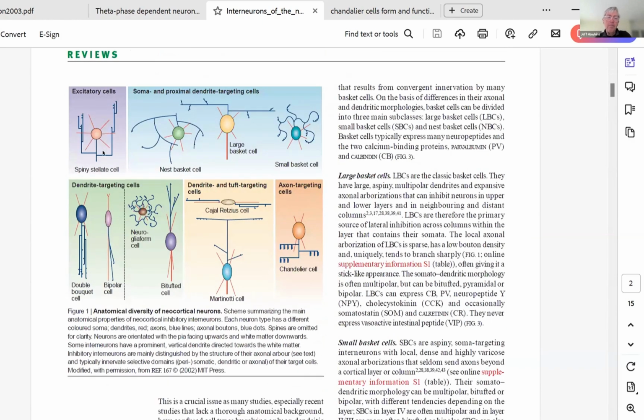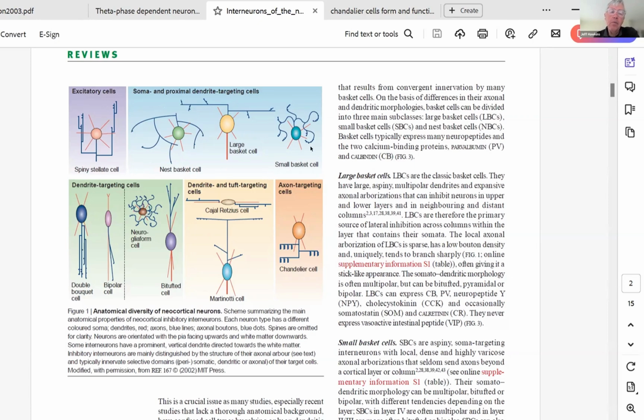All right, here's the first figure. This figure is a very cartoonish drawing of the different types of cells, and it's talking about the anatomical diversity. So the cells actually don't look like this at all, of course. They threw up here the spiny stellate cell. That's an excitatory cell. Then they said there's some cells that target the soma and the proximal dendrites. So these will form inhibitory synapses on the cell body and the proximal dendrites.